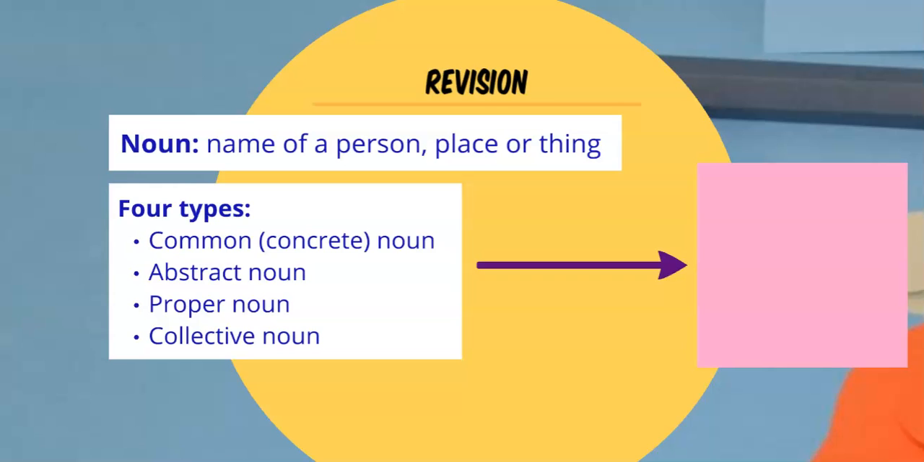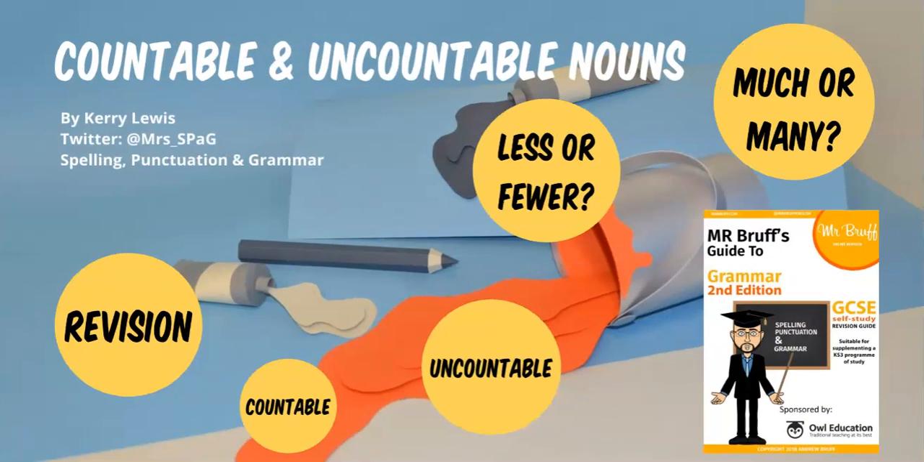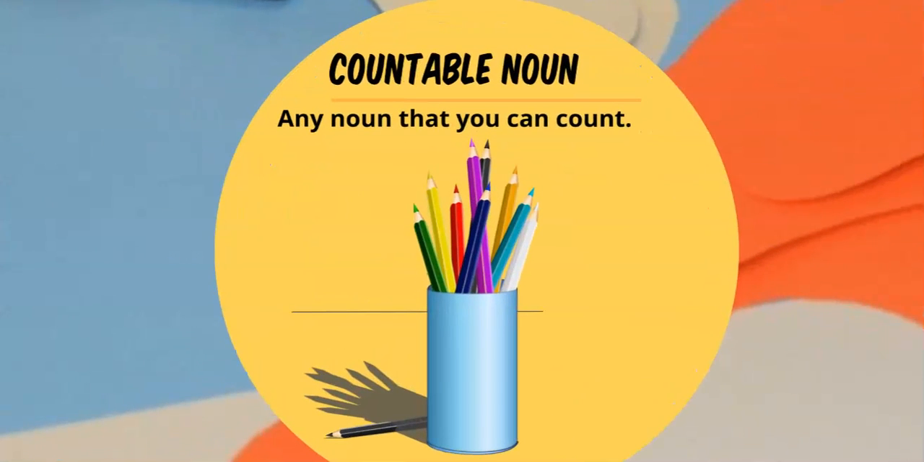And a collective noun is the name of a group of people, animals or things. For example, a class of students, a murder of crows, a deck of cards. Nouns break down into 2 subgroups. These are called countable and uncountable nouns. Countable nouns are nouns that you can count.